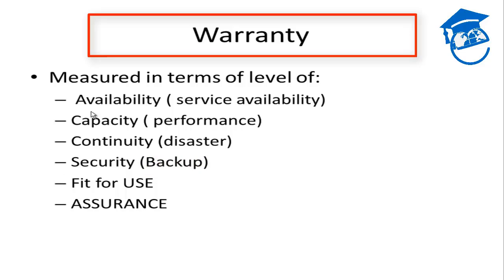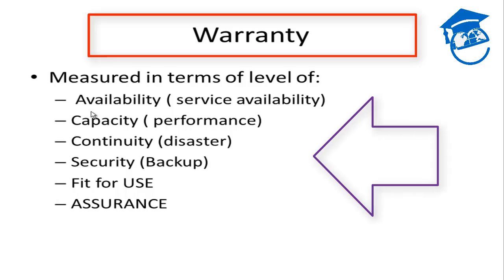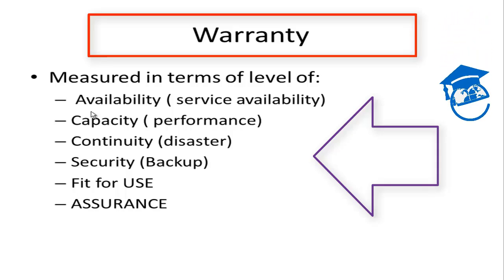Then the next is fit for use. However, that is a part of your utility, the fit for use thing, but warranty also includes it, because the product, the service that we are using, that has to be as per our requirement as well. So that's why we have written here fit for use, and we are giving the assurance to the customer that these all things would be provided to you. There is a certain level of availability, the capacity, continuity, backup, and it's also fit for your use also. So these are the things covered under warranty.